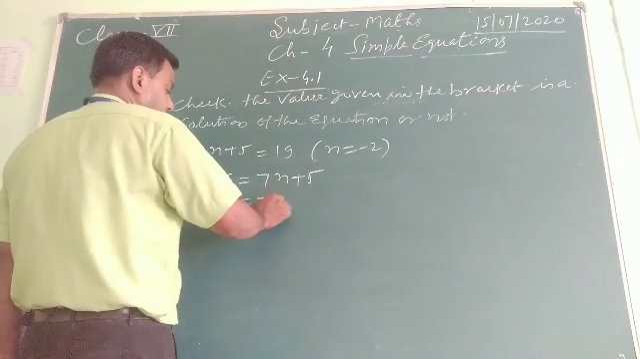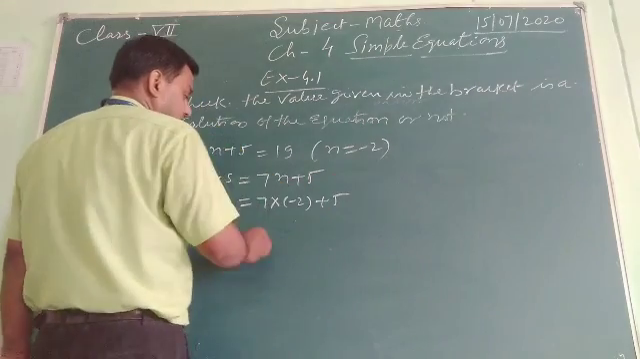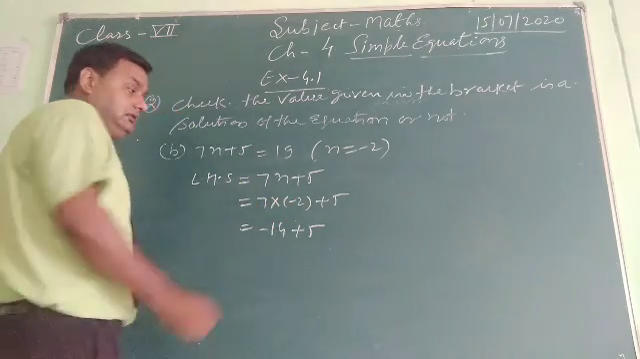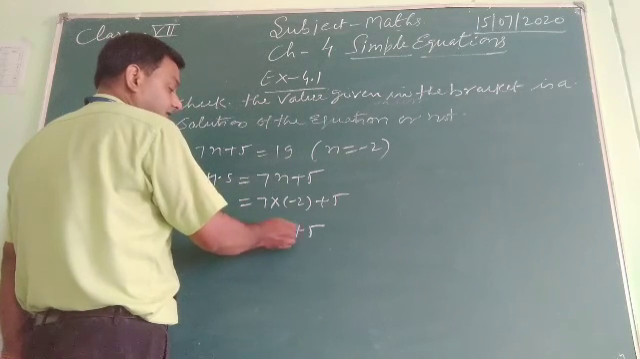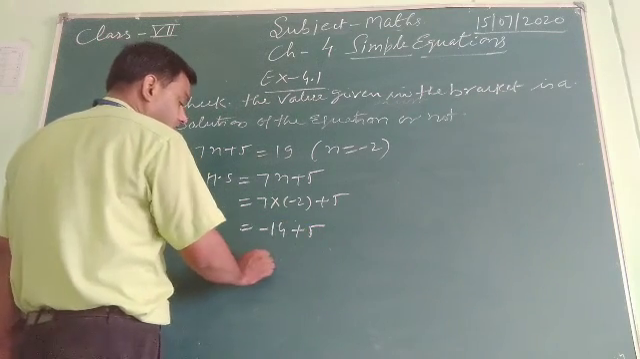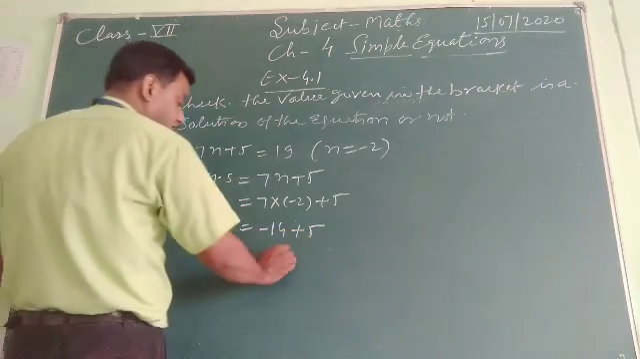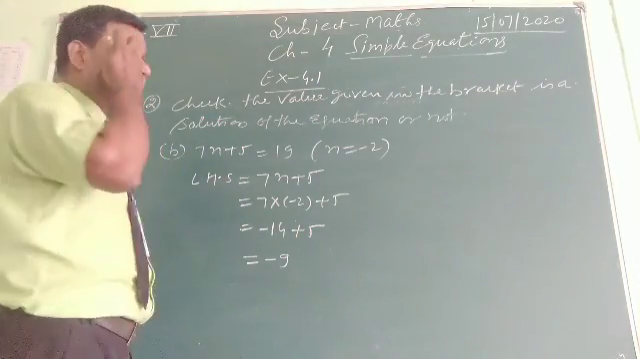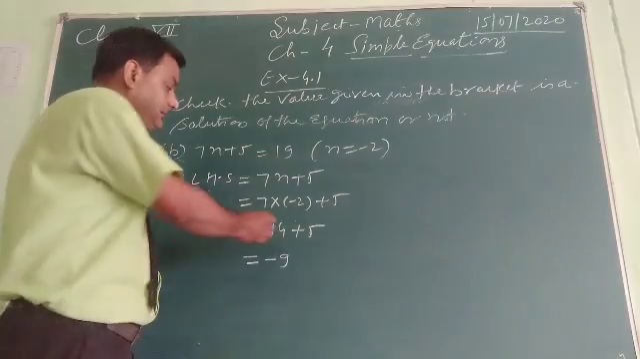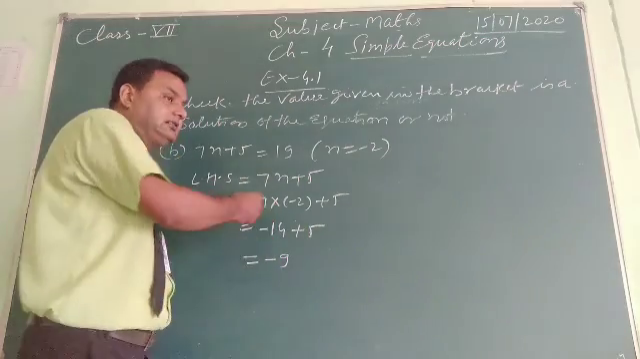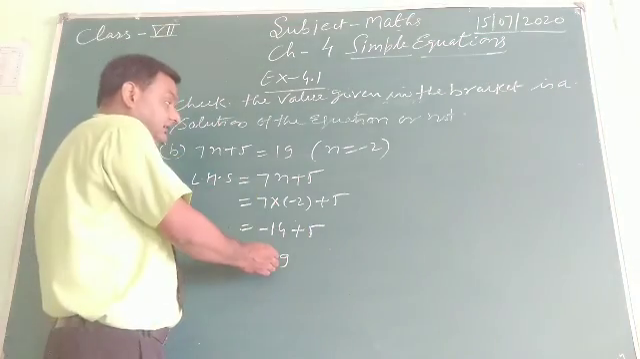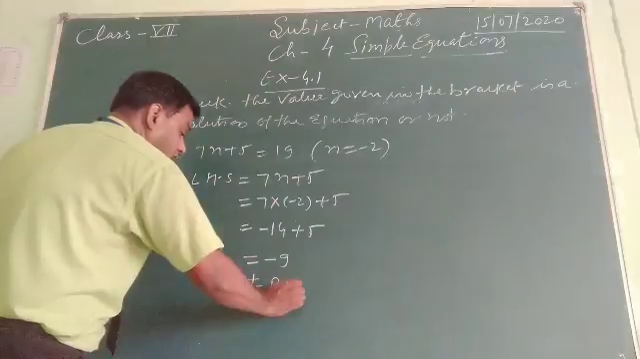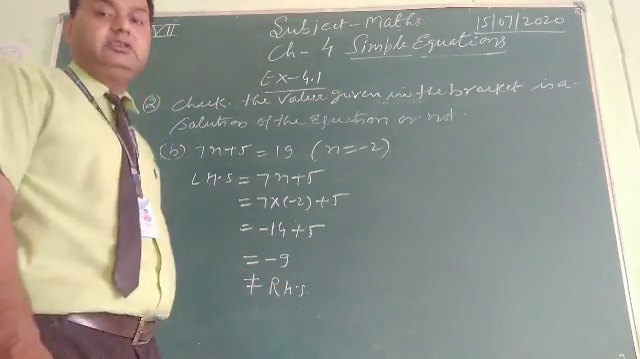7 multiply minus 2 plus 5. 7 twos are 14, minus 14 plus 5. Minus 14 plus 5 is minus, 14 minus 5 equal to 9, and the sign is negative because the negative value is greater than the positive value. So minus 9. But RHS is 19. So LHS is not equal to RHS.